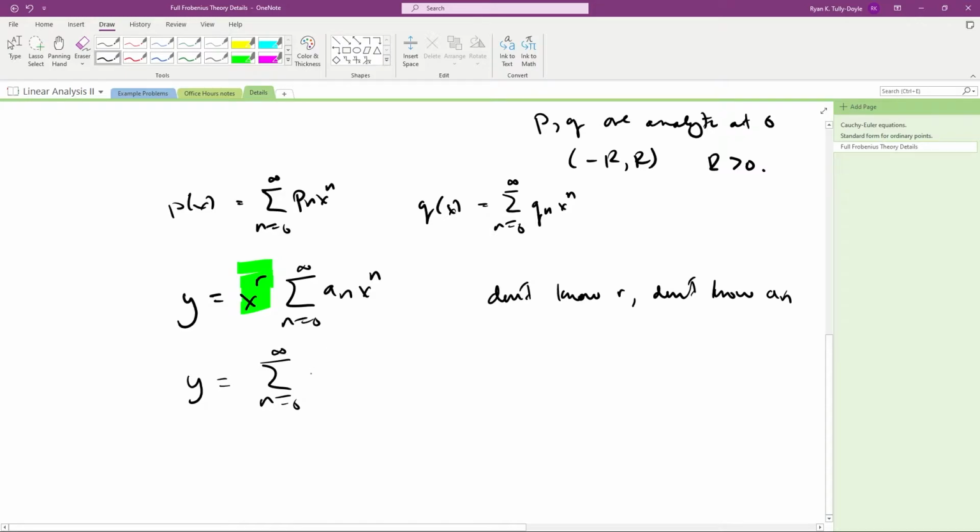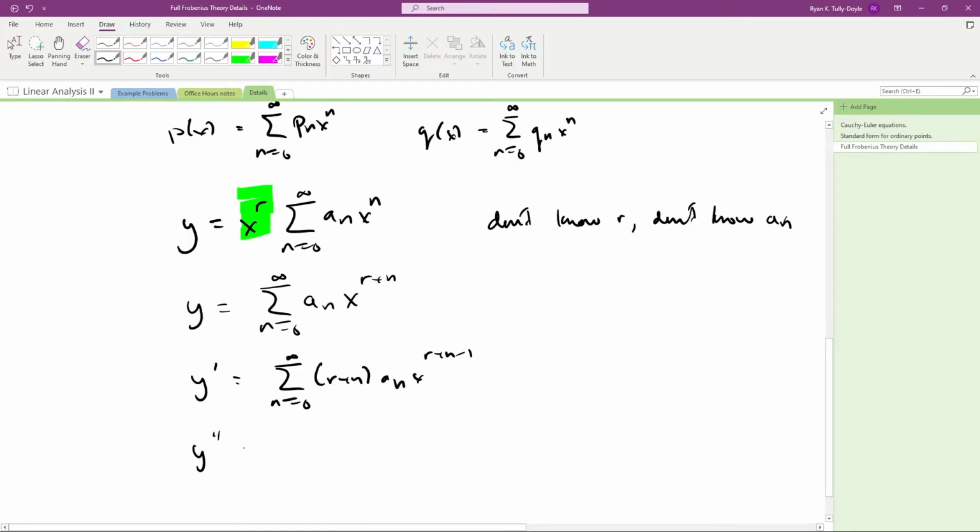Now I'm going to rewrite this as y is equal to the sum from n equals 0 to infinity of a_n x to the r plus n, which just means I'm taking the x to the r and putting it inside. And because I'm going to be computing in the differential equation, I need expressions for the derivatives. So y prime is equal to the sum from n equals 0 to infinity of (r plus n) a_n x to the r plus n minus 1.